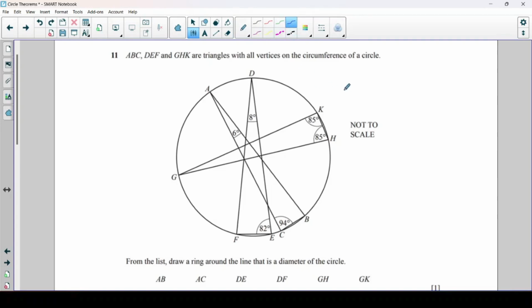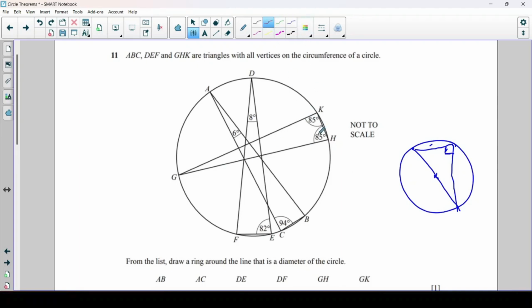This question immediately looks absolutely horrible. Thankfully they're only asking us to put a ring around the diameter of the circle. For this one, the circle theorem we need to remember is that the angle subtended by the diameter is 90 degrees. So for instance, if I have a diameter here, then this angle here, which comes from the two ends of the diameter, is equal to 90.